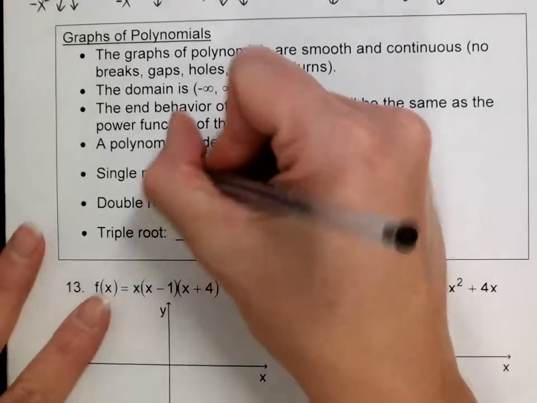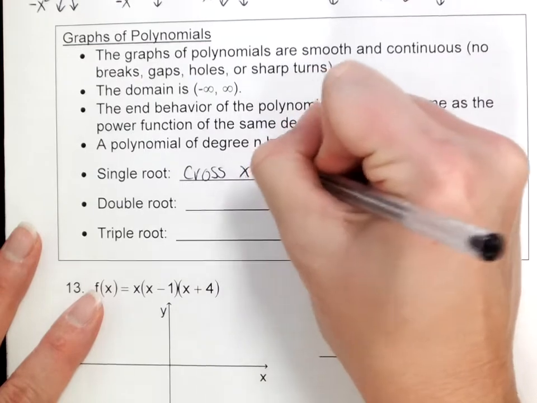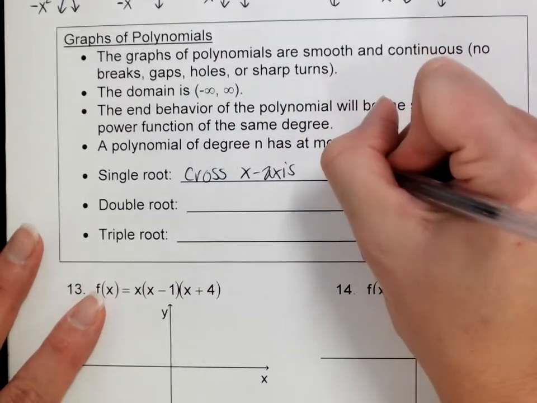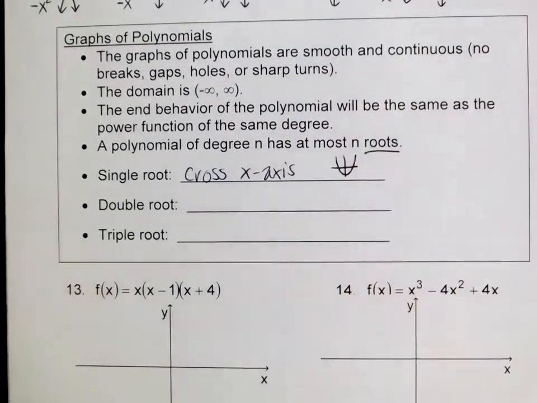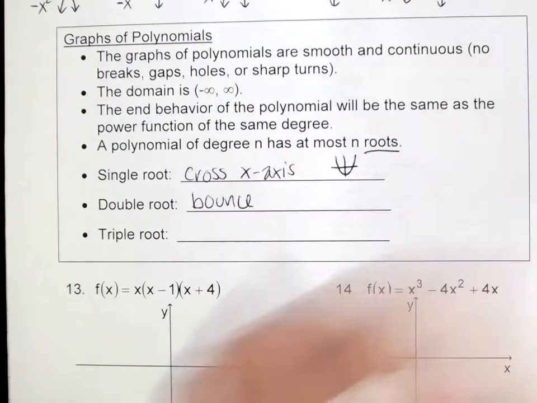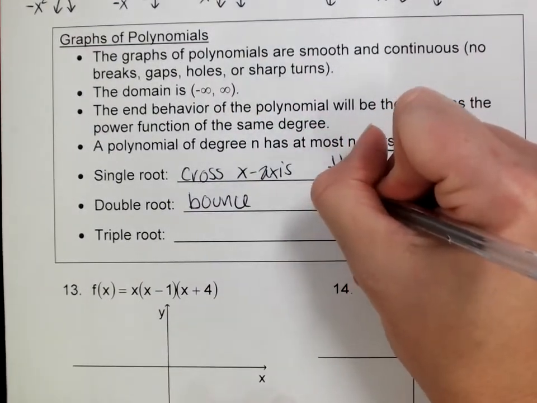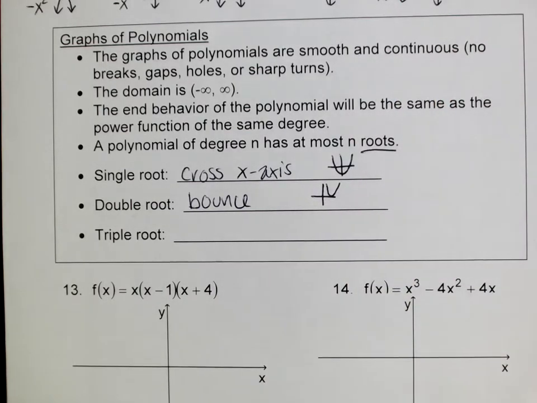At a single root, this is just going to cross the x-axis. And you know what that looks like, right? It's just going to cross the x-axis. Those would both be single roots. At a double root, we call it bounce. So what does that look like? It's going to hit the x-axis and then it's going to bounce. That's what a double root looks like.